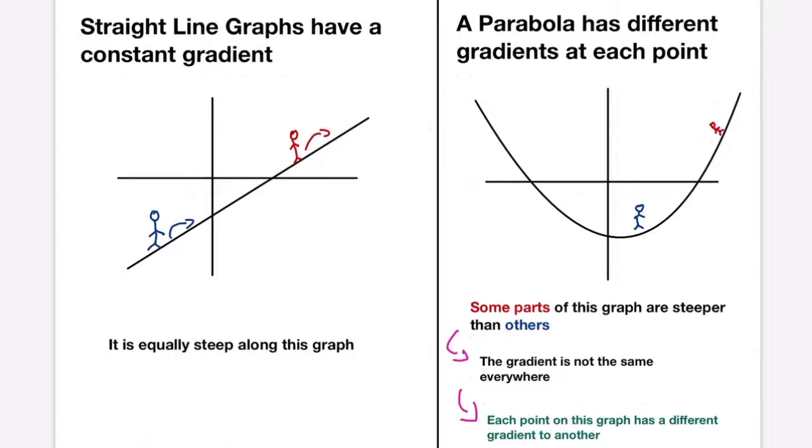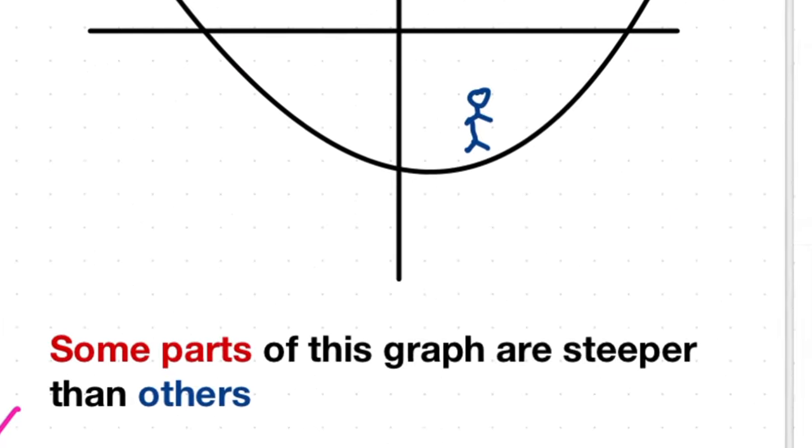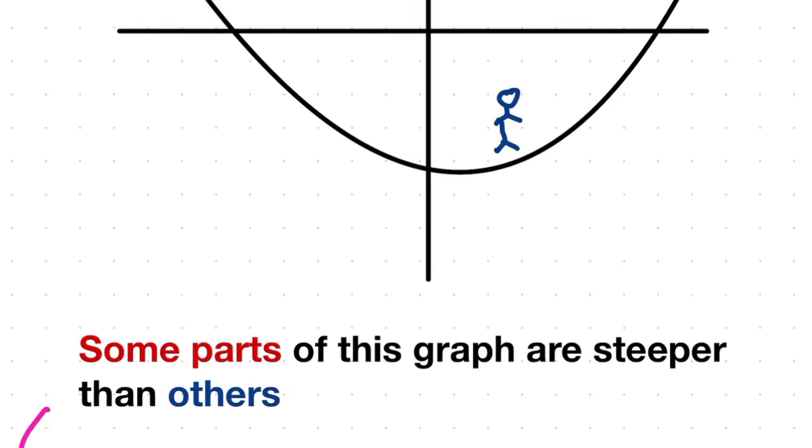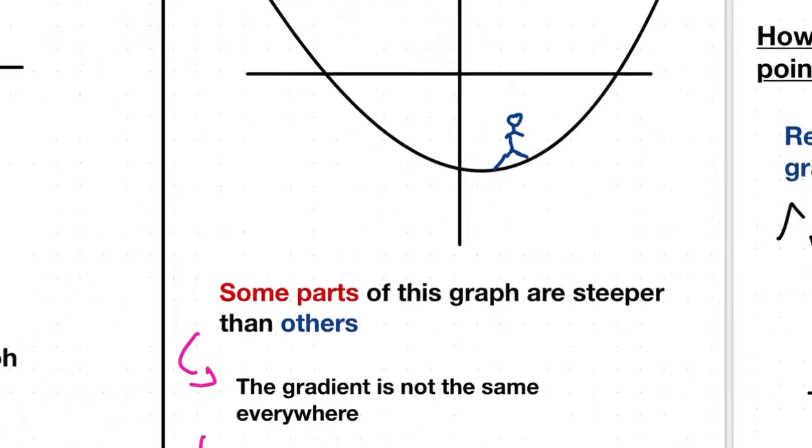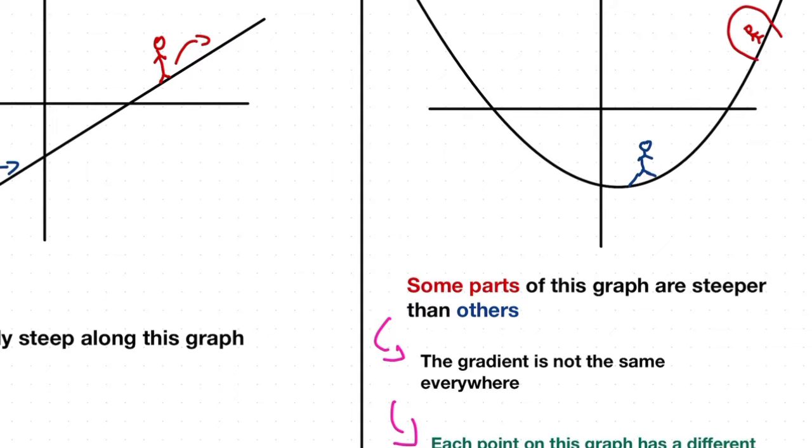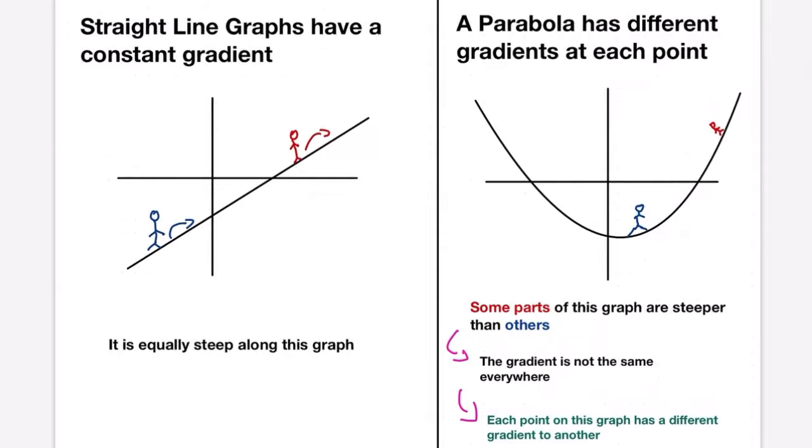The parabola graph, however, is a bit different. It is not equally steep everywhere along this graph. It's definitely not equally steep. If you were this blue guy there and you were trying to walk along this graph, let me make this guy's feet a bit bigger, it would be a bit easier to walk up than if you were the red guy over there, right? It's a bit steeper to walk up there than it is to walk up here. This is a more gentle slope than that one is. So that's why we say here that some parts of this graph are steeper than others, right? The guy who's red there would find it more difficult to walk up than the guy who's blue there.